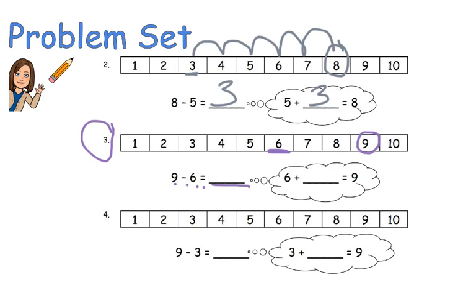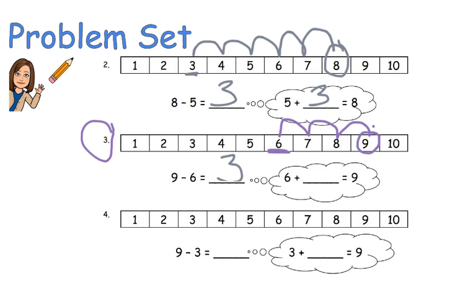So now we have to count how many hops down to 6. Ready? Oops. 1, 2, 3. Oh, we're at 6. Stop. How many hops did we do? 3. You're right. We did 3 hops to get down to 6.